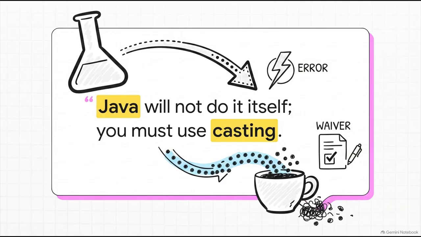If you declare an integer with a value of 300 and then try to cram that 32-bit bucket into an 8-bit byte cup, the compiler instantly throws an error. To force it, you have to write the word byte in parentheses right before the variable. This is called casting. You are essentially signing a waiver telling the Java compiler, hey, I know what I'm doing, please force this data in.